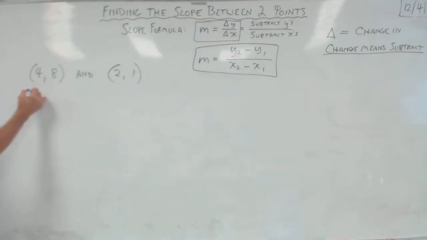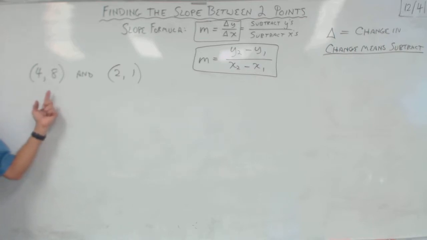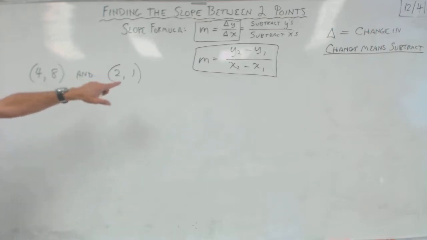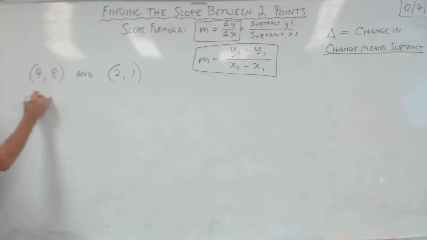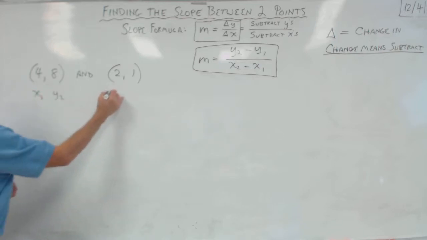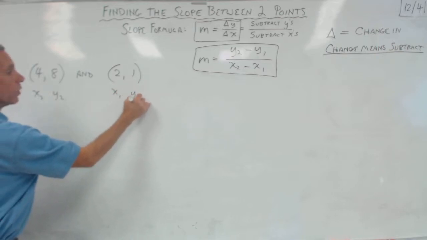You get to choose which one is (x1, y1) and which one is (x2, y2). It doesn't have to be the first one. It could be the second one. I personally like to start with, if you're going to do y2 minus y1, I'm going to make the bigger ones y2. Does that make sense? x2 doesn't really matter. I'm going to make that x2 and y2, and I'm going to make this x1 and y1.